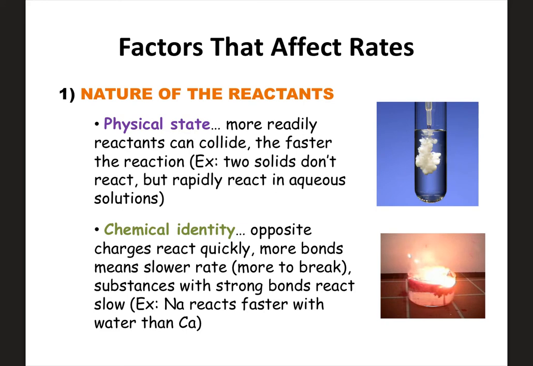And then sometimes what we'll call the chemical identity: opposite charges would react more quickly. If you have a lot more bonds to break, the rate might be a little bit slower. And then substances with stronger bonds might react slower as well. So we just call this the nature of the reactants. If you have these substances readily available to react, they're going to react with a faster rate.